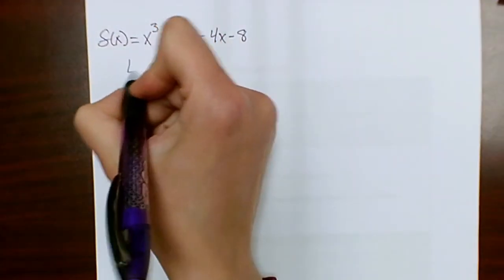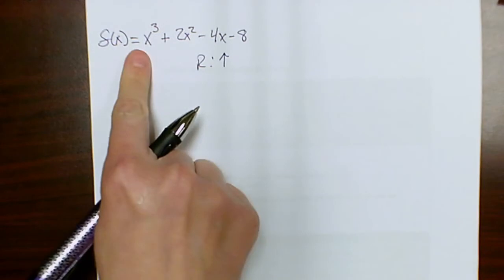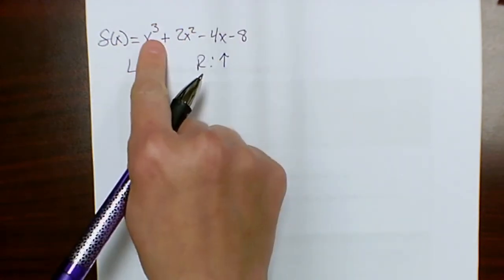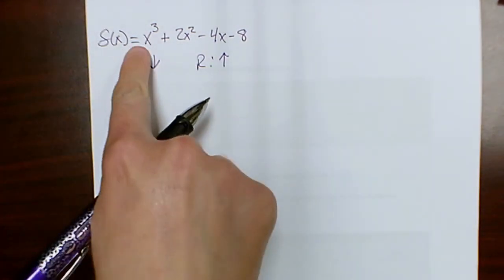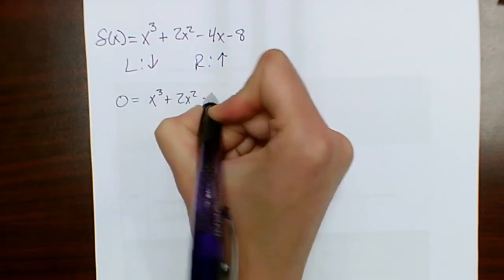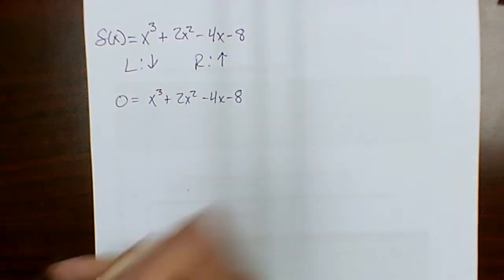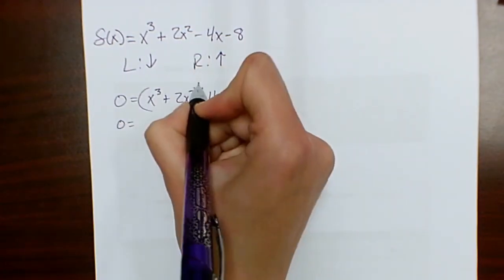We need to find our left and right value, or the end behavior. So our right is going to go up since we're positive. We're odd, so we're going to go down on our left. So opposite directions, and right is positive. 0 equals x to the third plus 2x squared minus 4x minus 8. So we will factor by grouping.